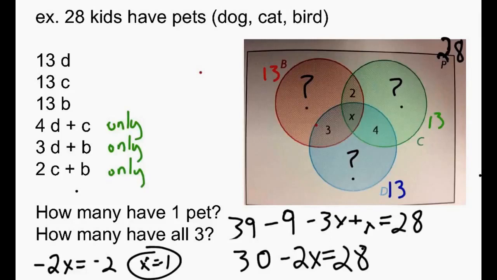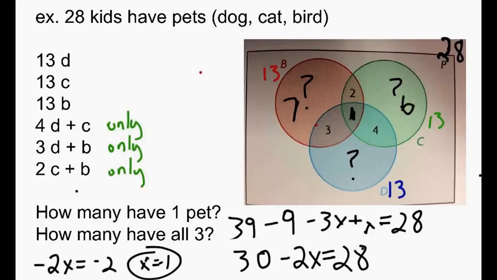Okay, so let's go back to our diagram. If we know the overlap is 1, now we can pretty much answer the rest of the questions pretty easily, right? If we know that there's 13 in each, so 13 minus 3 minus 1 plus 2, so that's 10, 8, 7. So we know that the 7 people have a bird. Do the same thing for the other circle. 13 minus 2 and 1 is 10, minus 4 would be 6.